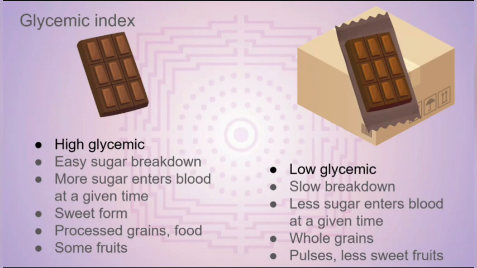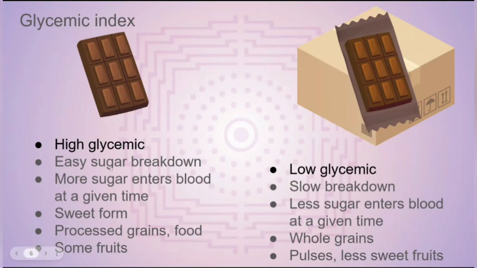Your body takes a lot of time to break them down, and that's why they are called low glycemic. The high glycemic food is easily broken down into sugar, because the sugar is present in a very simple form, and since it's very simple, it will be very fast. The sugar is easily accessible, and it will be released into the blood in a very fast manner, and more sugar enters the blood at a given time.